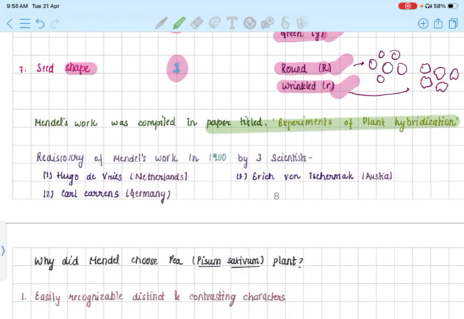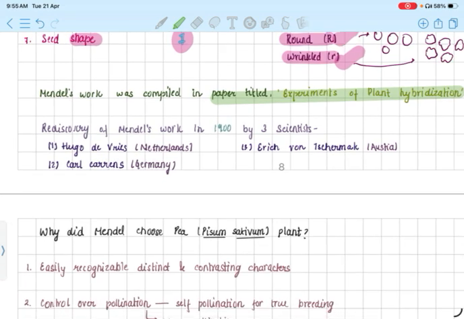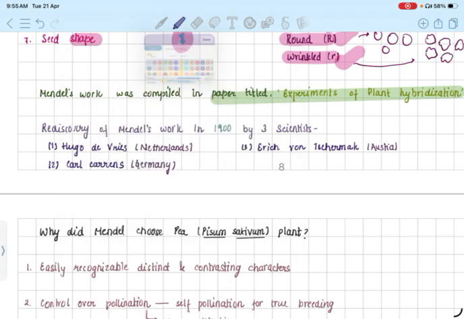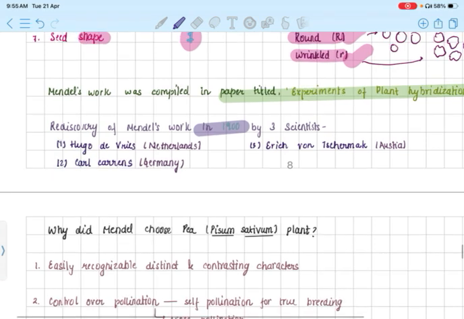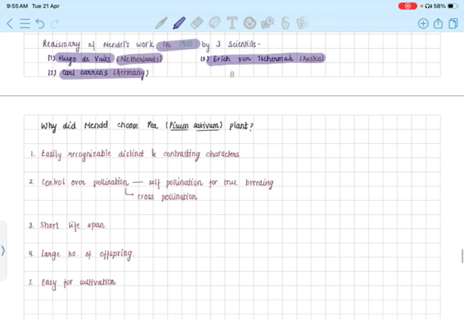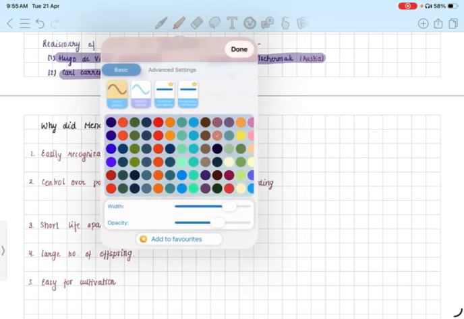But about three decades after his work was published, a rediscovery of his work occurred in 1900 by three scientists: Hugo de Vries from the Netherlands, Carl Correns from Germany, and Erich von Tschermak from Austria. Okay, so now we all wonder why Mendel chose the pea plant for his work.